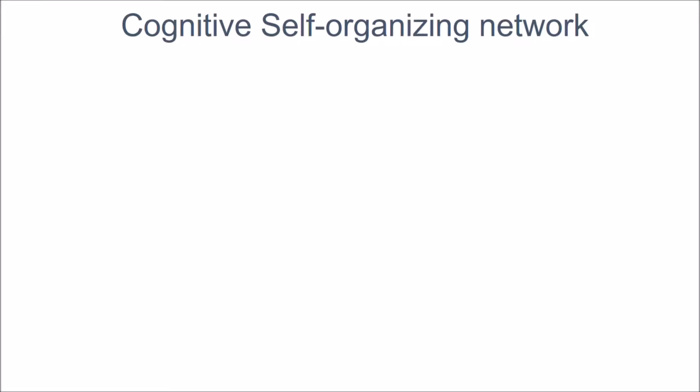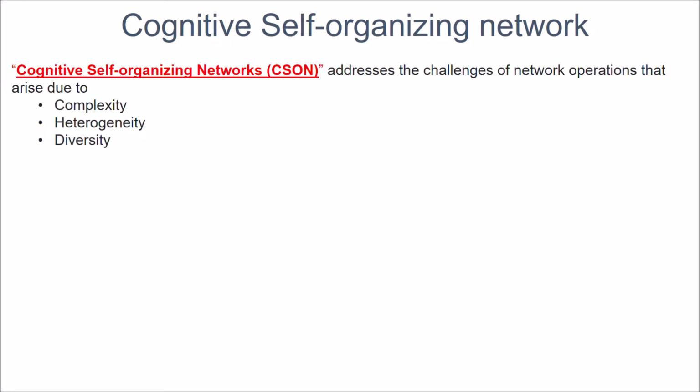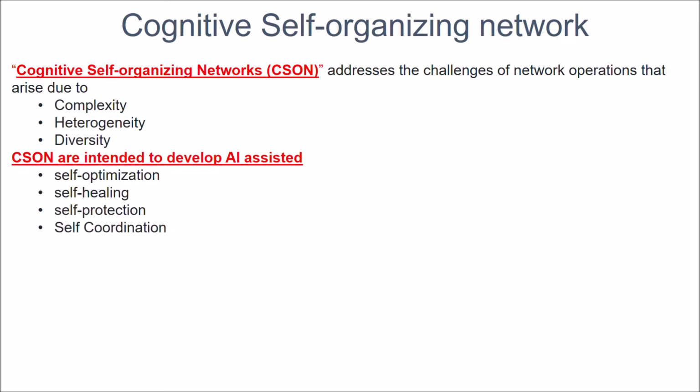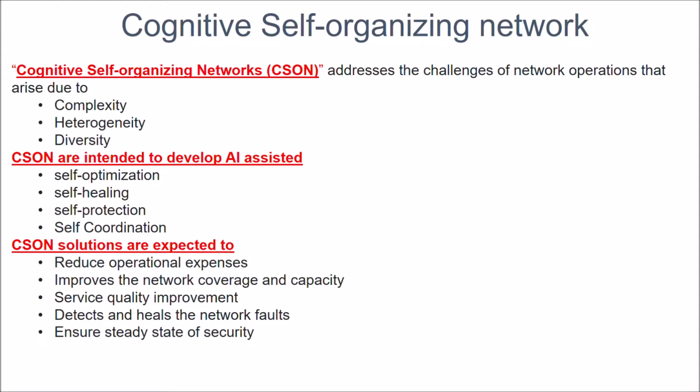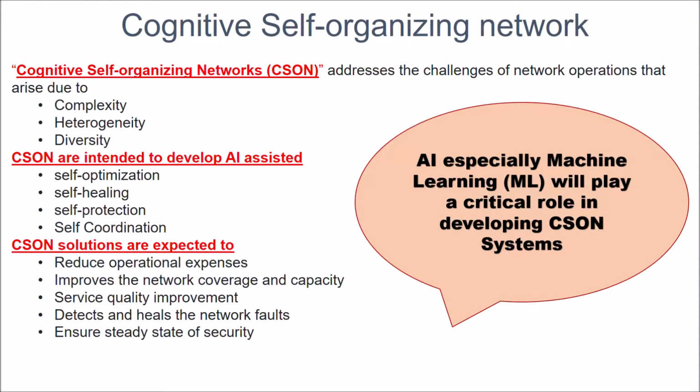So first I'll discuss the problem. Cognitive self-organizing networks are expected to address the challenges of network operation that arise due to complexity, heterogeneity, and diversity, and they are expected to use AI to develop optimization, healing, and protection algorithms to maximize the network coverage and capacity and to reduce the operational expenses of the networks and other related benefits. So AI, and especially machine learning, will play a critical role in developing CSON systems.